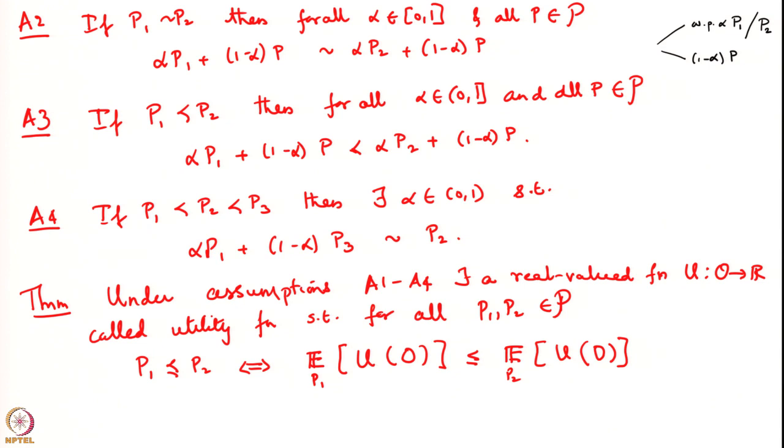Axiom A3 tells you a version of this if P1 was strictly less preferred than P2. So if P1 is strictly less preferred than P2, then mixing P1 with P and mixing P2 with P in the same proportions alpha as before, so taking alpha P1 plus 1 minus alpha P, or alpha P2 and 1 minus alpha P, should continue to maintain the order of preference. That means alpha P2 plus 1 minus alpha P should still be more preferred than alpha P1 plus 1 minus alpha P. Okay. Now axiom A4 is a continuity axiom.